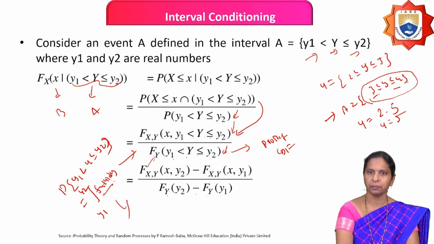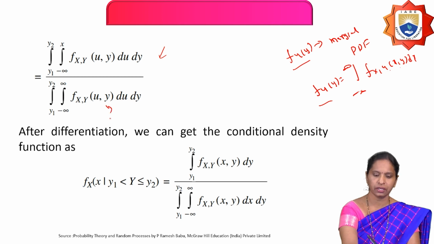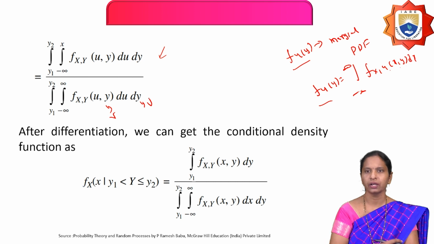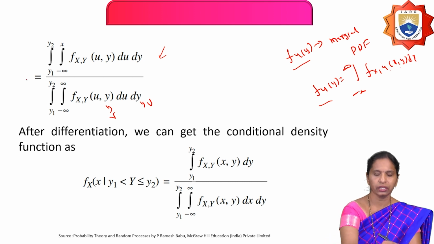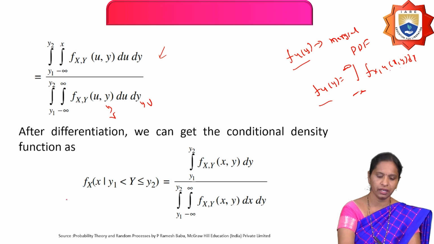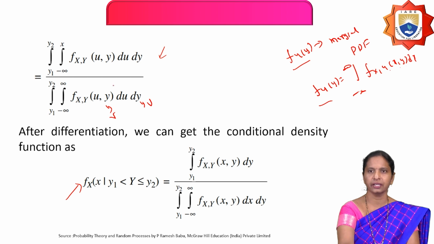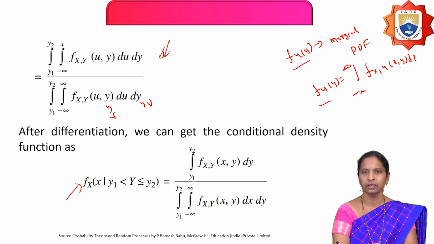So in place of x, replace it by u. In place of y, replace it by v. Then what can you obtain here? f_XY of u comma v du dy. Or else, in place of this, you can substitute by v also. Okay. And this is the conditional distribution function in case of interval conditioning. Similarly, if you want the conditional density function, what you have to do? You have to differentiate the conditional distribution function. So by differentiating this conditional distribution function, you are going to get the conditional density function.